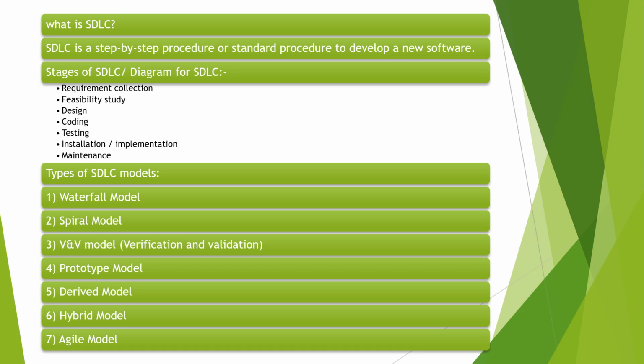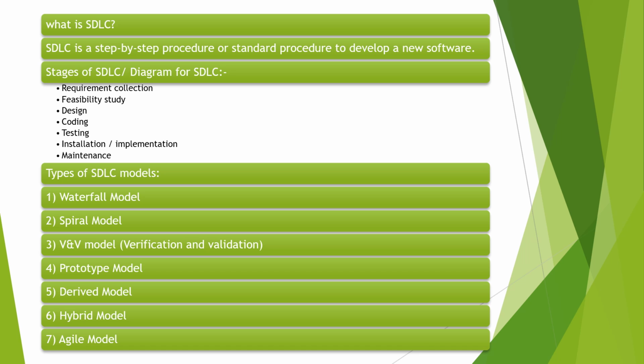Mainly used is the waterfall model. It is an old model, but we still need to learn it to understand all the other models. We will teach you the waterfall model since it is important. Later we can move to the V&V model. The spiral model is not used by the industry as of now, and prototype, derived, and hybrid are also not used. The agile model is used. If you know the agile model, then you can crack at least 10 to 20% of interviews. So very important are the waterfall model, V&V model, and agile model.